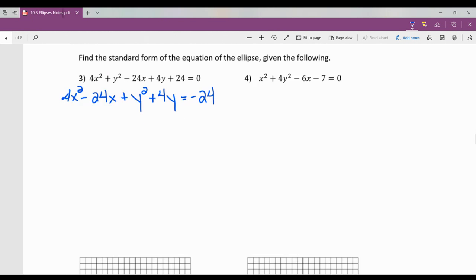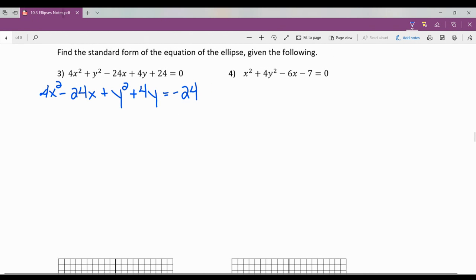Okay, so I'm going to zoom in a little bit. Because there's a leading coefficient with that x squared, I'm going to factor that 4 out. And I'm going to have x squared minus 6x plus, now completing the square, blank, plus, now we do y squared. I don't need to factor anything out because it's a leading coefficient of 1 with that y squared, plus 4y plus blank equals negative 24. Now, because I have two blanks on the left, I'm going to put two blanks on the right.